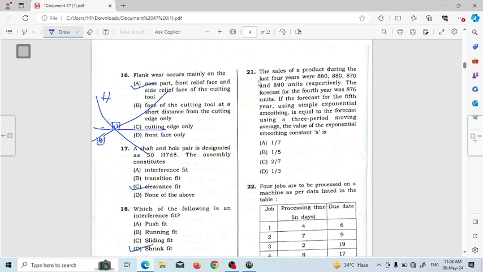Next question number 21. The sale of a product during the last 4 years is 860, 880, 870, 890 units. Then the forecast for the year is 876. The forecast of the fifth year using simple exponential smoothing is equal to the forecast using 3 period moving average. And the value of exponential smoothing constant alpha is. So calculate in the next page.